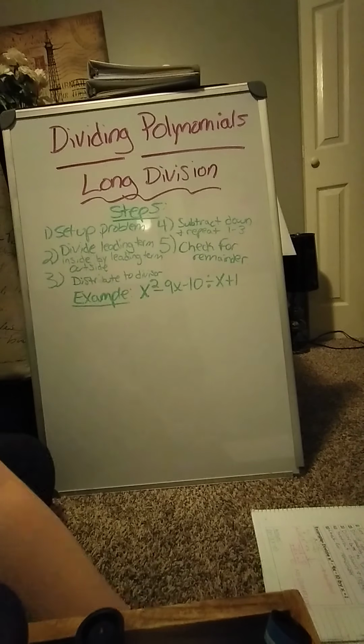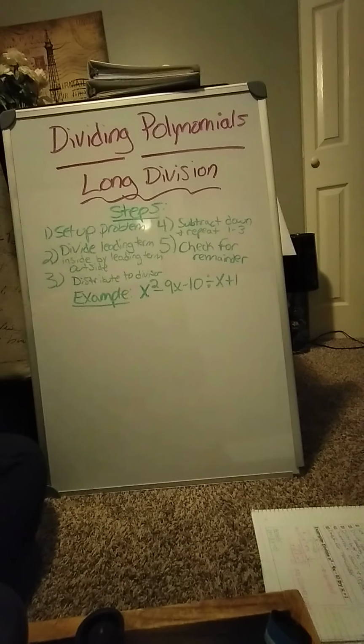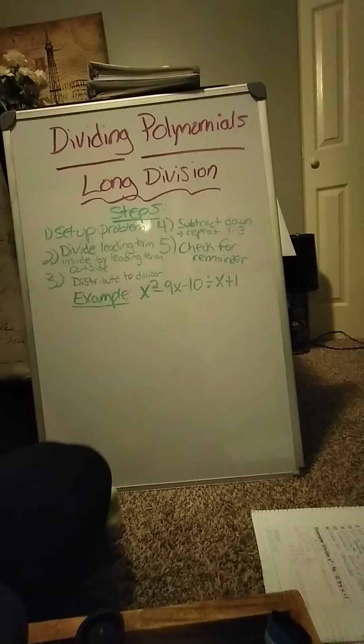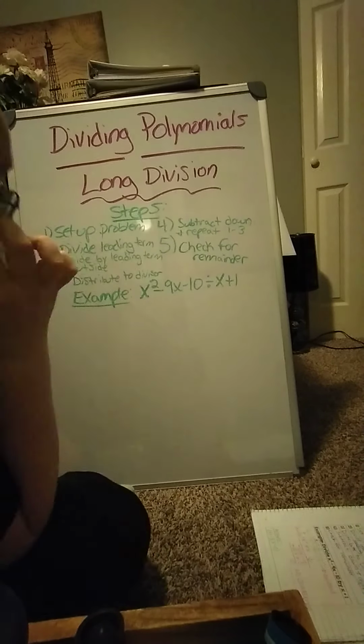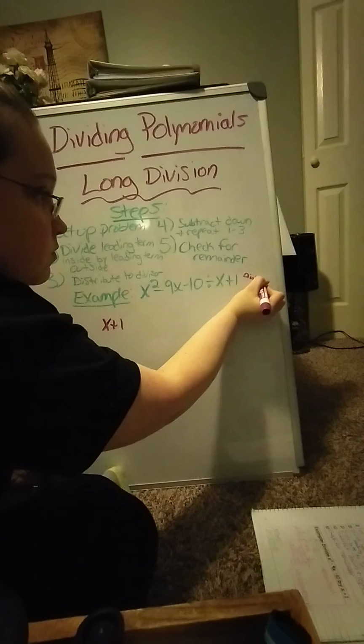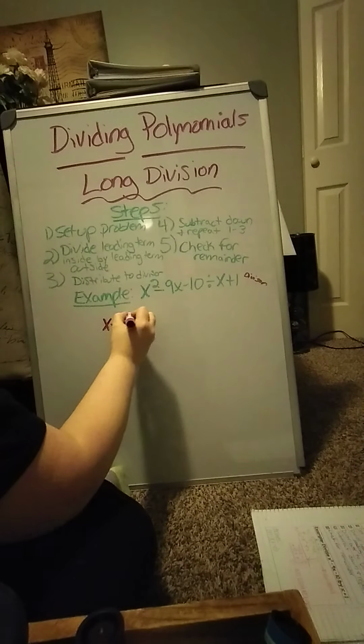All right. I'm going to do this in a different color. Step 1, we're going to set up our problem. So what I'm dividing by is going to go on the outside, and that is my divisor. So x plus 1 is my divisor. He goes on the outside. I make my long division bar. And then the part that they want me to divide is called the dividend. That goes inside: x squared minus 9x minus 10. This guy is my dividend.